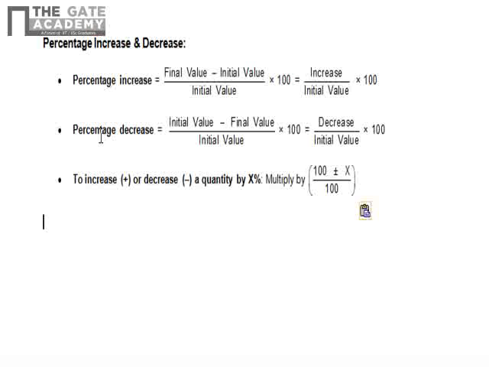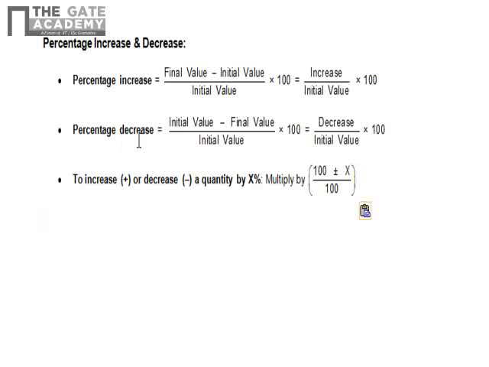Now we'll see how to calculate percentage increase or a percentage decrease in a particular quantity. It's very simple. If you want to calculate increase, then it is sure that final value is greater than initial value, so you'll have to subtract initial value from final value, and the base will always be initial value, whether it is increase or decrease. Final minus initial, that means increase upon initial into 100, it will give you percent increase.